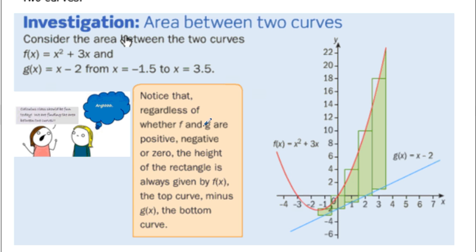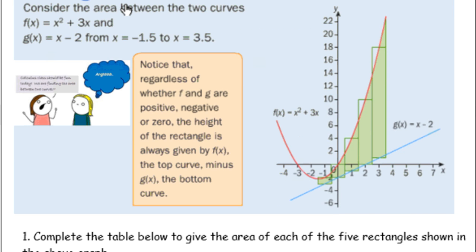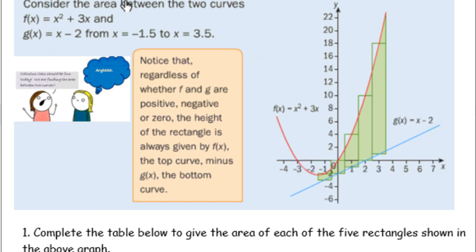So notice that regardless of whether f and g are positive, negative, or 0, the height of the rectangle, see they've divided them up into different rectangles. How many rectangles do we have? 5. They split it up into 5 rectangles. The height of the rectangles is always given by f of x, the top curve, minus g of x, the bottom curve. So if you sub the x into the function, it gives you the height. That might make no sense whatsoever, so let's go on to the investigation to see what I'm going on about.